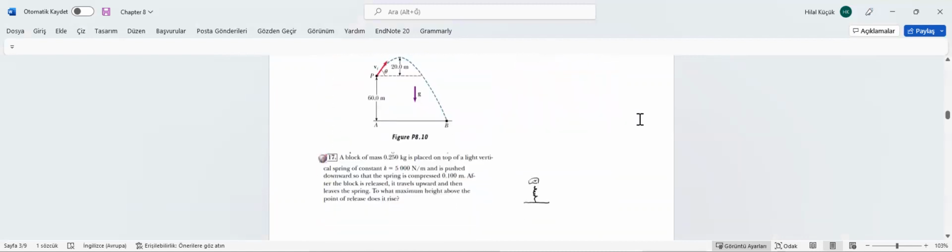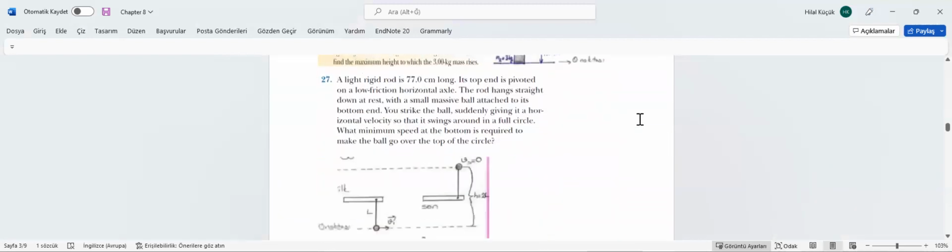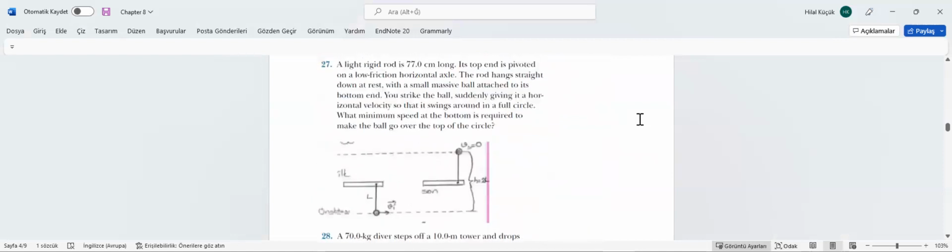Okay, I will turn back to that question. Look here. A light rigid rod, like this one, is 77 centimeters long. This top end is pivoted on a low friction horizontal axle.